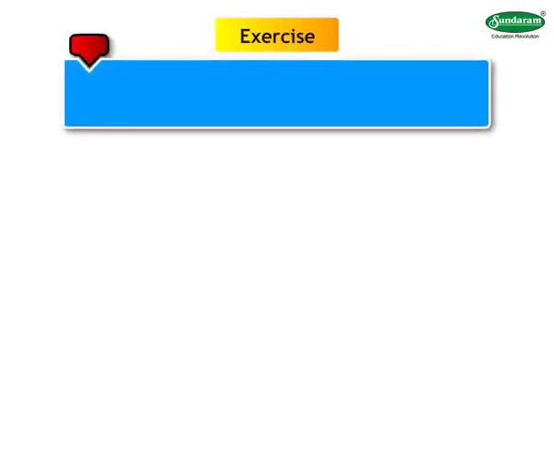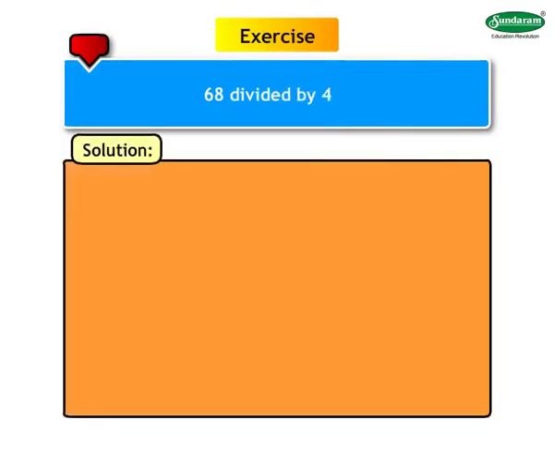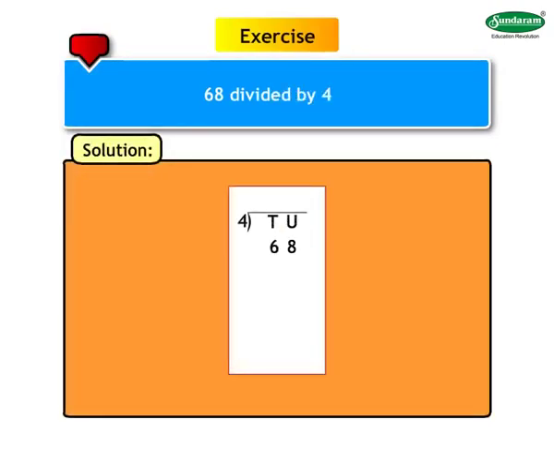Let us now solve a few examples from the exercise on page number 59. Divide 68 by 4. First divide 6 tens by 4. When we say the table of 4, we come across 4 ones are 4 and 4 twos are 8. As 8 is bigger than 6, we will consider 4 ones are 4. Hence, we will write 1 in the tens place of the quotient and 4 below 6. After subtracting 4 from 6, we get 2.